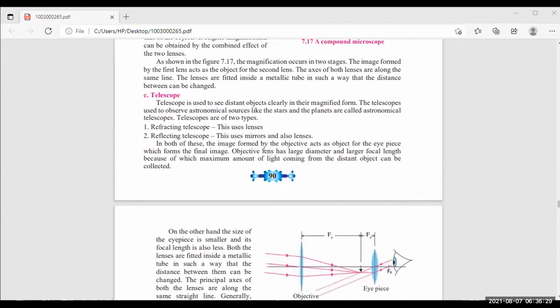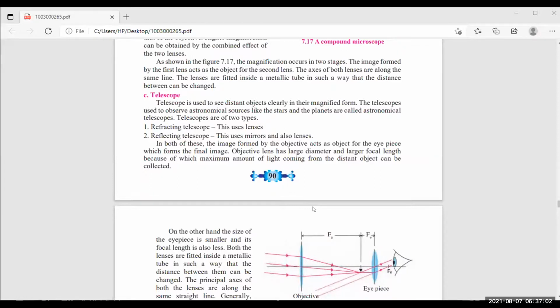Now, this telescope is used for observing distant objects, like the stars and planets, and so many things we can observe under this telescope. It is mostly used to observe astronomical sources, and for that reason this telescope is also called an astronomical telescope. In these also two types are there. One is the refracting telescope and the second one is the reflecting telescope.